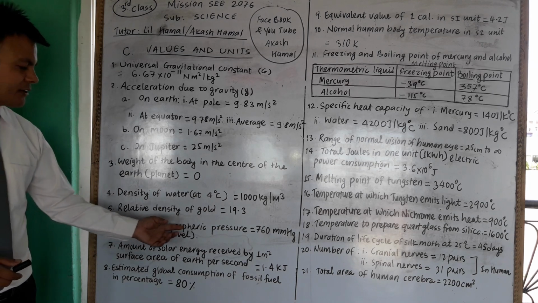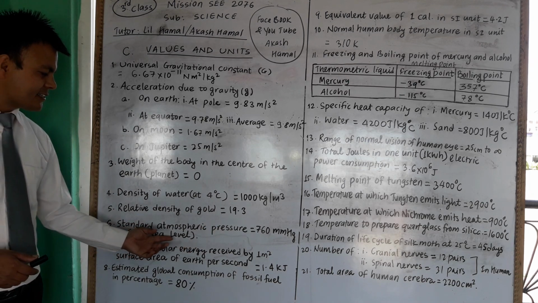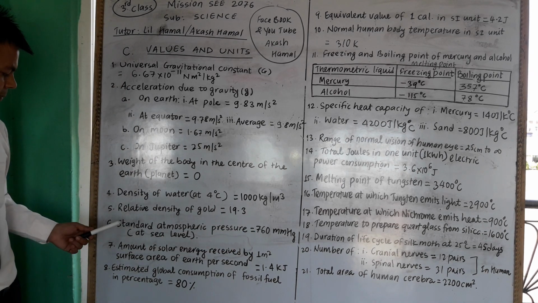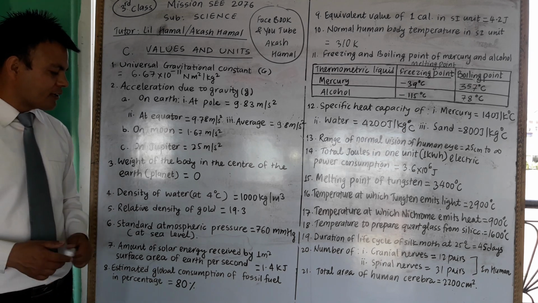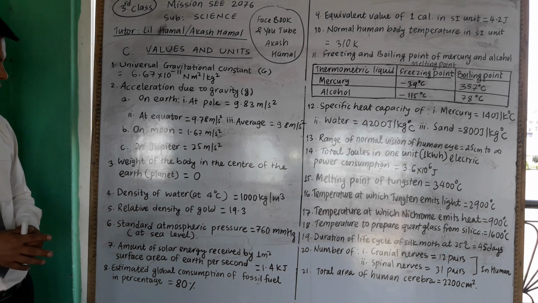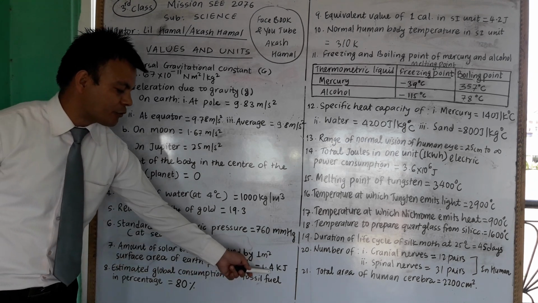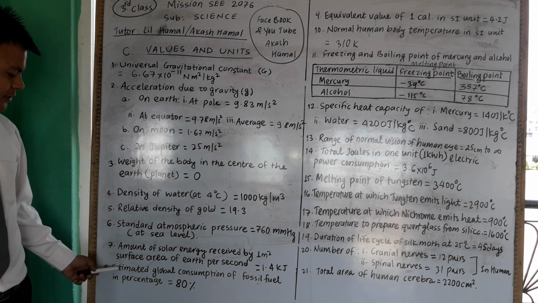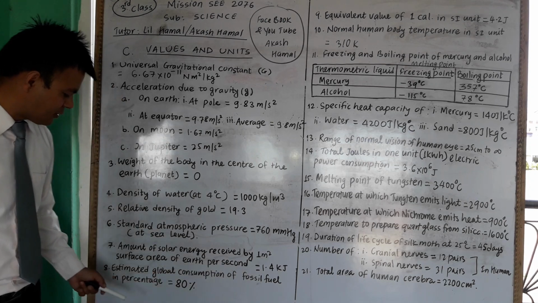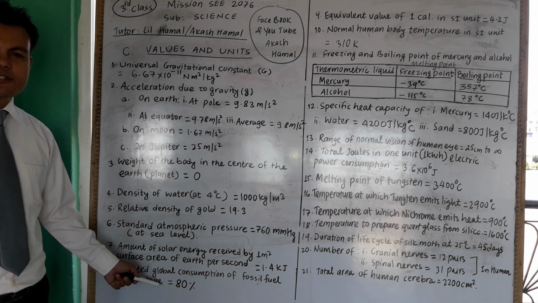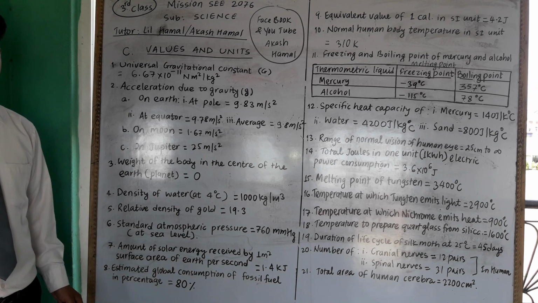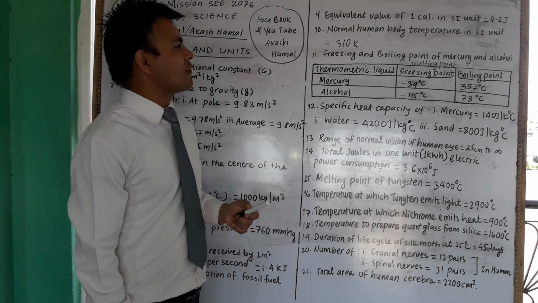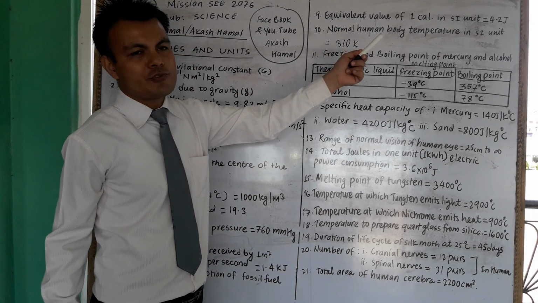Similarly, the standard atmospheric pressure, that is the atmospheric pressure at the sea level, is 760 millimeter of mercury. Similarly, the amount of solar energy received by 1 meter square surface area of the Earth per second is 1.4 kilojoule. Also, the estimated global consumption of the fossil fuel in percentage is estimated as 80%. Here we go. The equivalent value of 1 calorie as a unit is given as 4.2 joule.